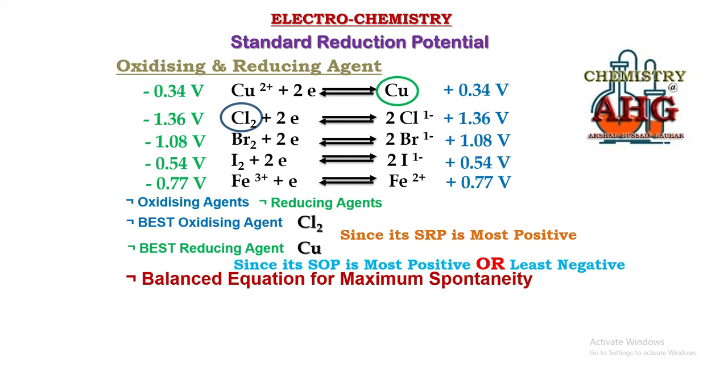What does this mean in this case? In this case, one half cell that we will choose would be the chlorine half cell. The other half cell that we will choose will be the copper half cell, because chlorine is the best oxidizing agent out of these five half cells and copper is the best reducing agent out of these five half cells.